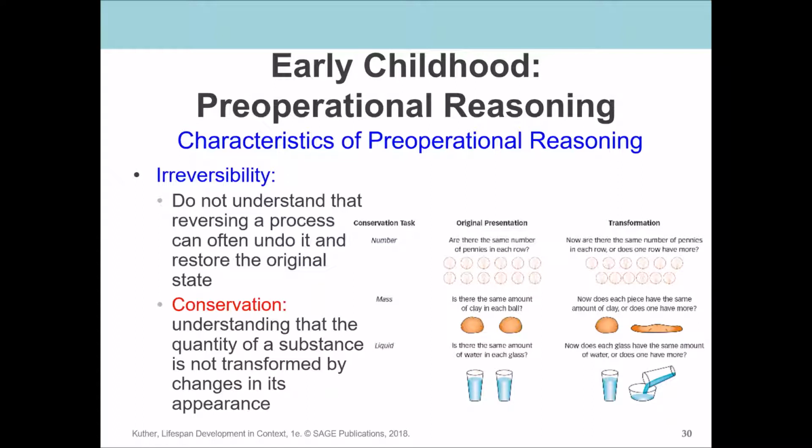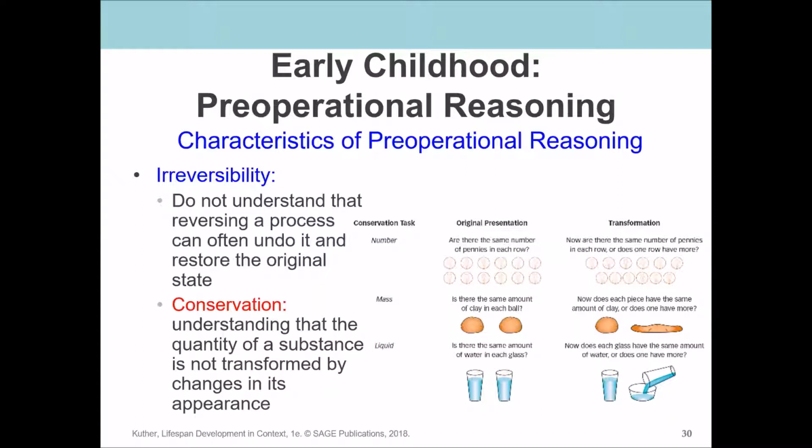And then they'll ask, does one piece have more, or do they have the same? Kids in the pre-operational stage will say that now one has more. And usually they'll say that the snake or worm shape has more clay, even though they saw it transform. They think that the actual mass has changed.